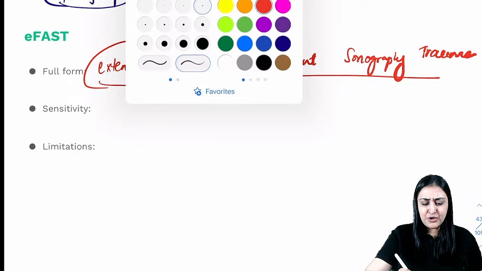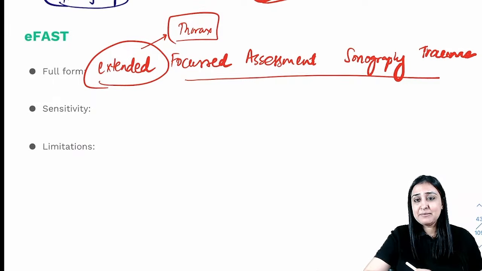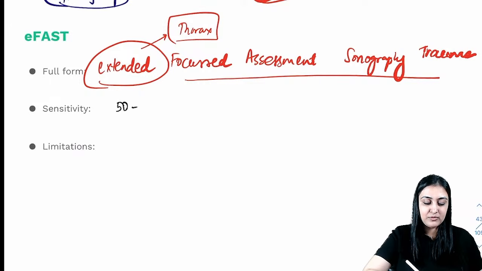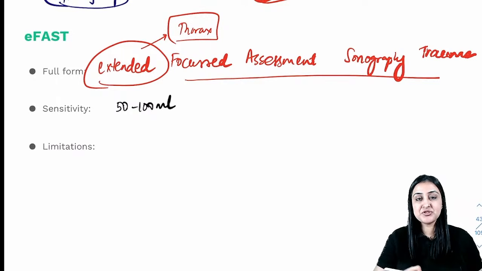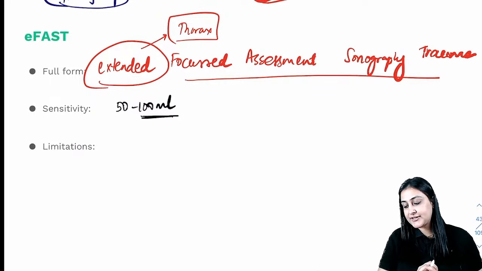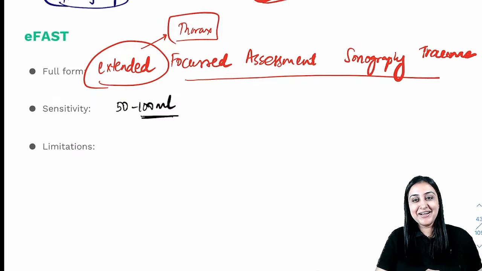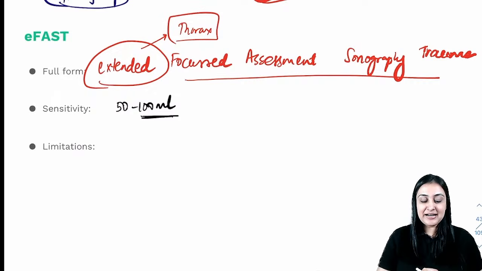Sensitivity again is a bit controversial. Some people will say 100 ml, some people will say 50. So it depends on the expertise of the person. So overall 50 to 100 ml. Look at the options and mark accordingly. Usually it's given as 100 ml in most surgical textbooks. Now in the exam sunrise may come, but sunrise will not be in the options. Okay. So 50 to 100 ml.